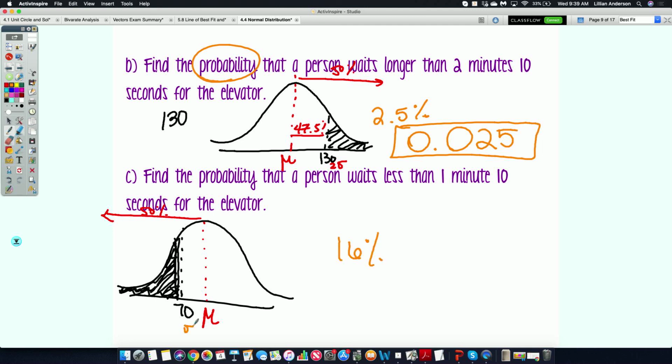70 was at 1 standard deviation. Between your mean and 1 standard deviation, that is 34%. So then you subtract the 2 to get that probability there. What's that as a decimal? 0.16. Because we're looking for a probability.